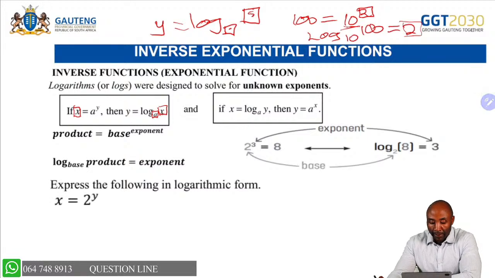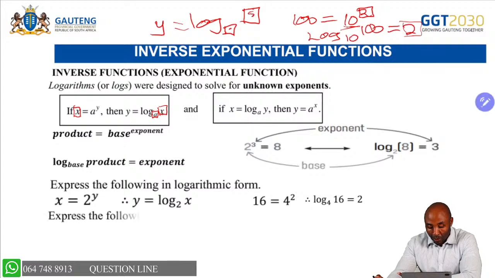Now, here are some examples. x is equal to 2 to the power y, and I also have 16 is equal to 4 squared. I have to express these in logarithmic form as illustrations. You'll be able to see that x is equal to 2 to the power y becomes y is equal to the logarithm base 2 of x, and 16 is equal to 4 squared we can write in logarithmic form as the logarithm of 16 to base 4 is equal to 2.